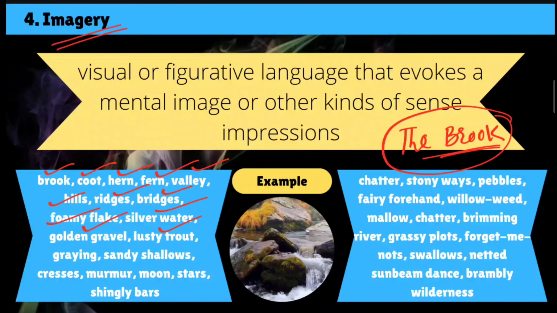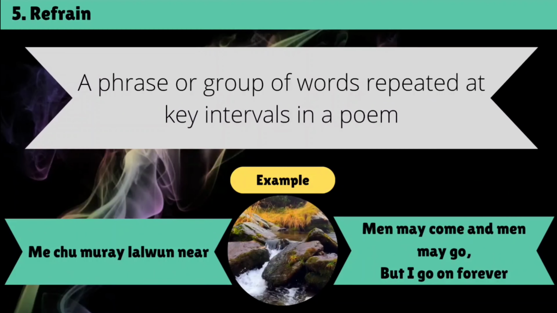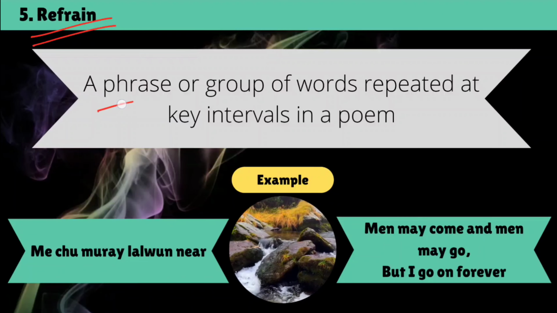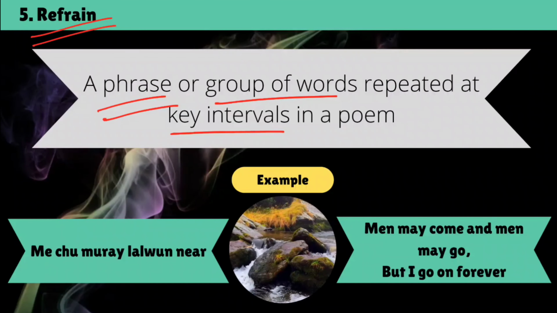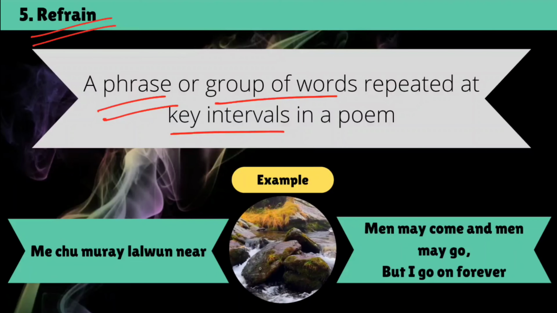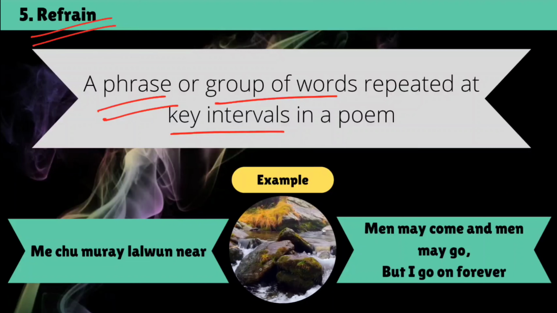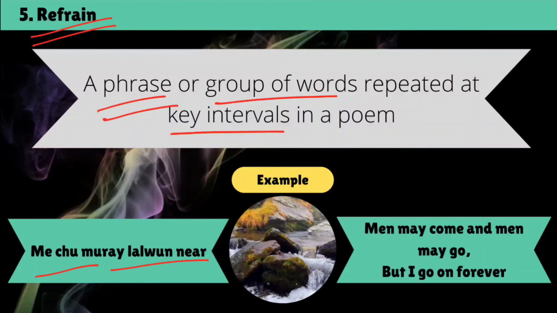Dear students, the fifth technique that the poet has used in the poem is refrain. A refrain is actually a phrase or a group of words repeated at key intervals in a poem. Dear students, there's a poet from Kashmir, Rasul Mir. He has written a wonderful poem that ends with a beautiful refrain, that is Mechmure Lalwanar.